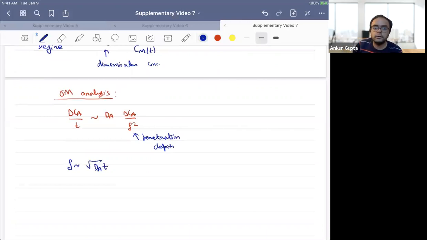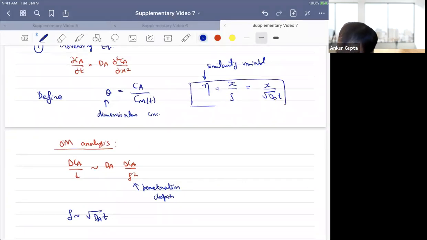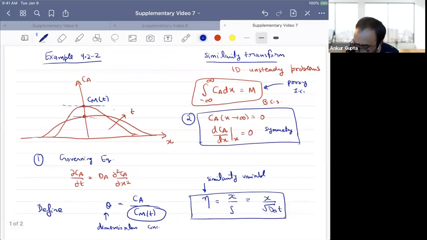So when we are thinking of our similarity variable, we want to do something like x by delta. This is exactly what we did in class, x by root Dt. This helps us a little bit, in that we are able to solve this and get this result. But what we do not know is Cm. So the similarity transform variable remains the same, but we do not know Cm. We know it is a function of time. To find it, we can also do an order of magnitude analysis on the initial condition proxy, or this integral equation.